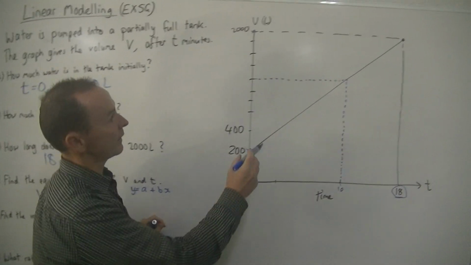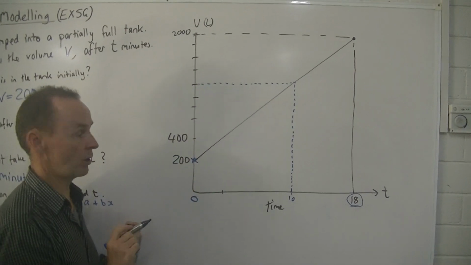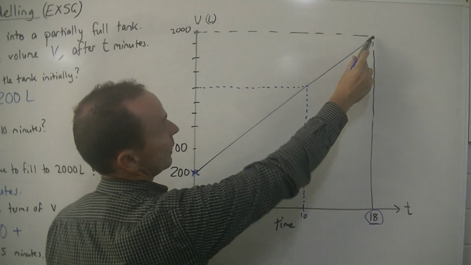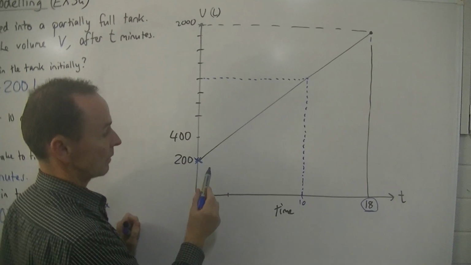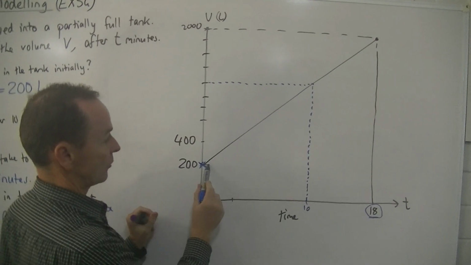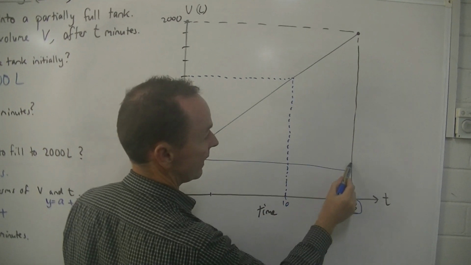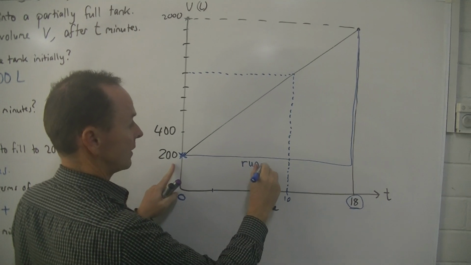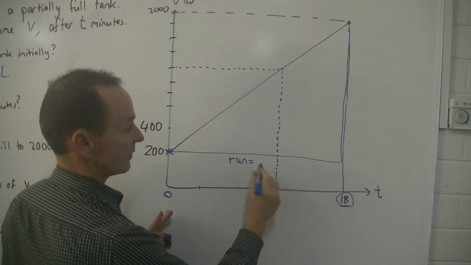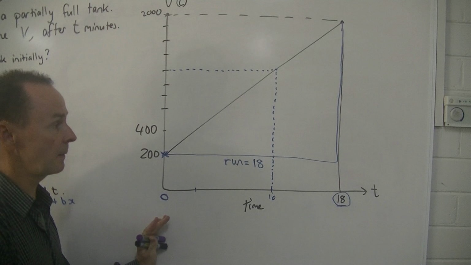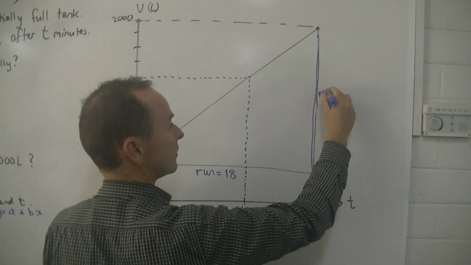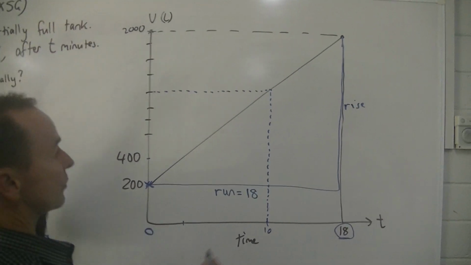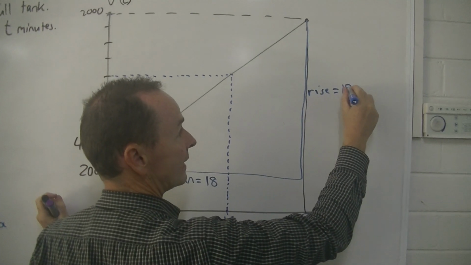So, we've got our 2 points. You just need 2 points on the graph. I'm going to use this y-intercept, and I'm going to use my point that's right up at the end there. But remember, it doesn't start at 0, so we have to draw our triangle in from there. So be careful this time. So my run goes from 0 to 18, so I can see my run is 18, and my rise goes from 200 to 2,000. So my rise is 1,800.